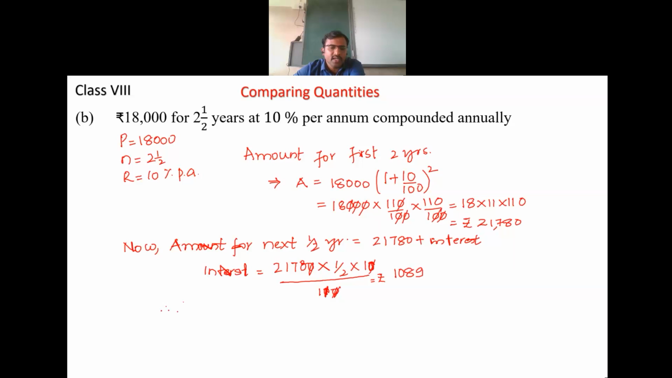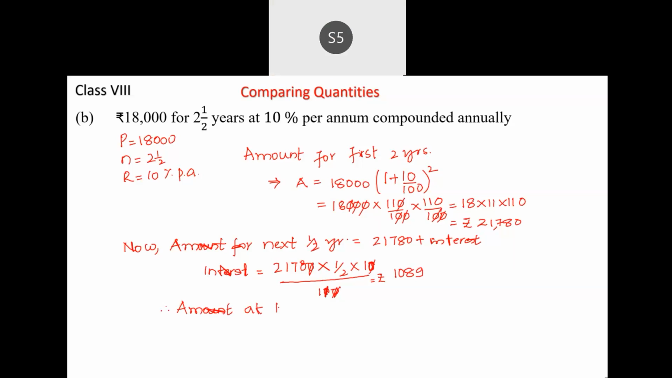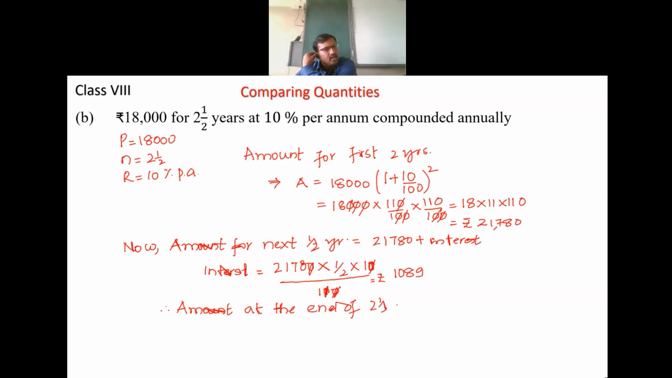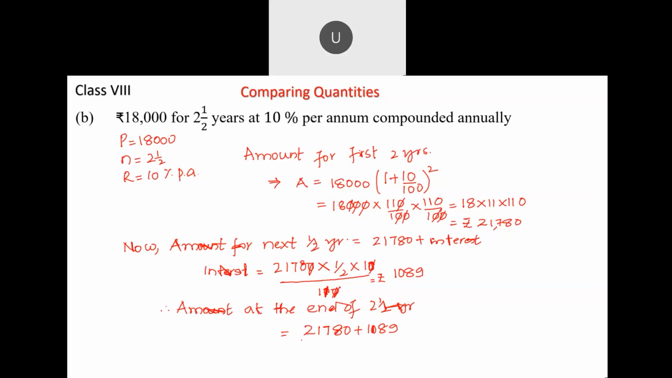Therefore, we should write total amount. Total amount, the amount at the end of 2.5 years, will be equal to 21,780 plus 1,089, which is 22,869.